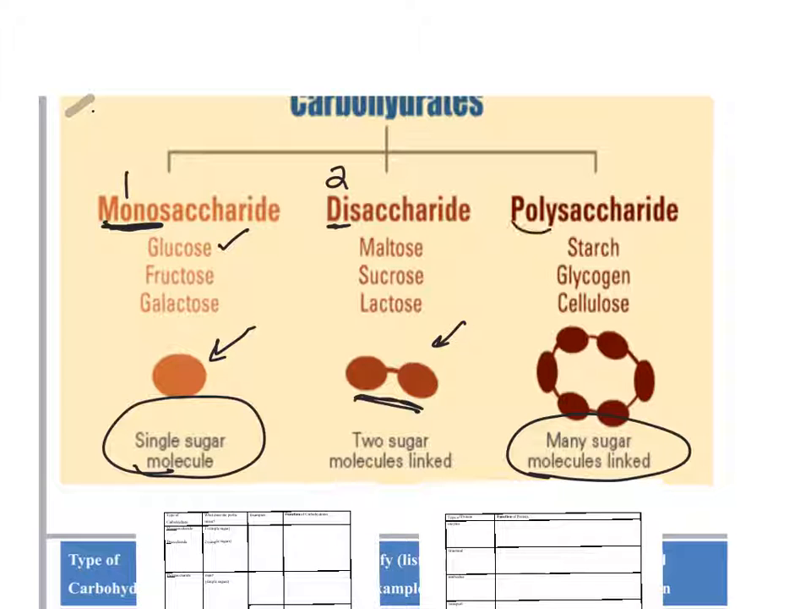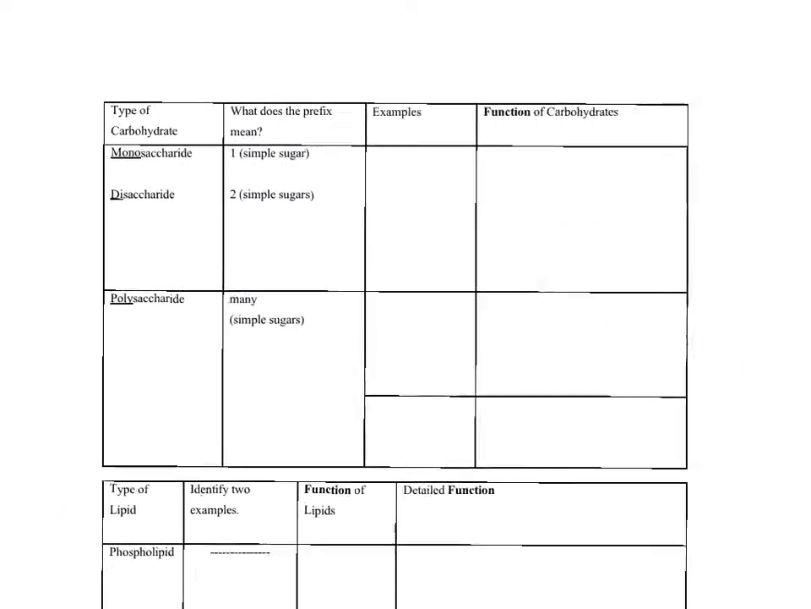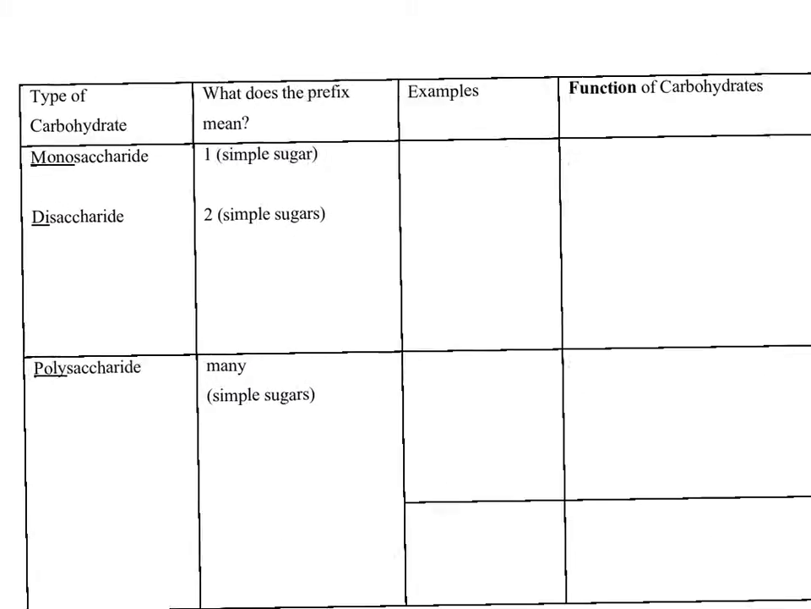Now, poly means many, and then saccharide means your carbs. Examples here would be starches and cellulose. Those are the two we're going to focus on. And if you see here, we've got a bunch linked together. That's where they become complex or your larger molecules. So let's fill in right now some of this first data table.